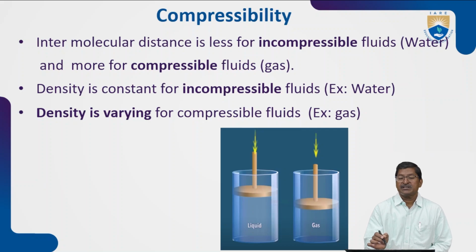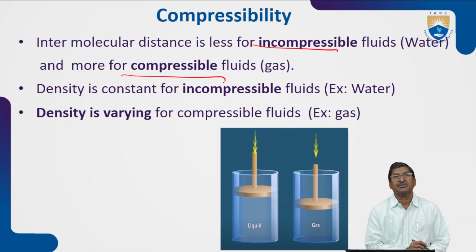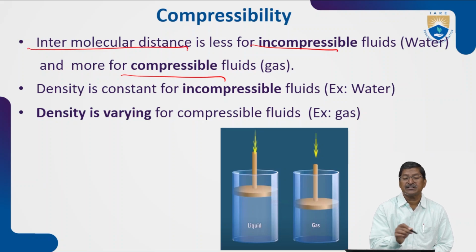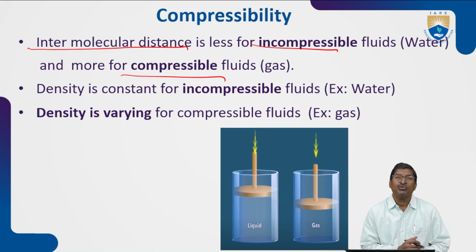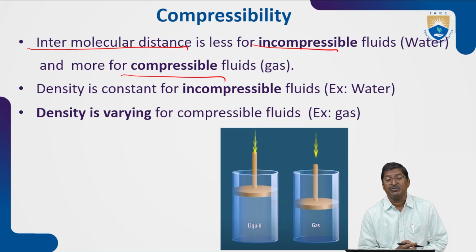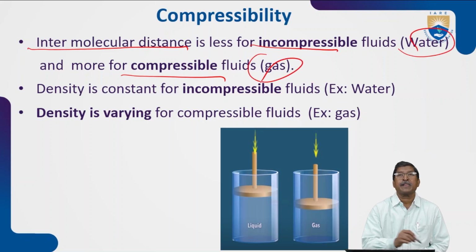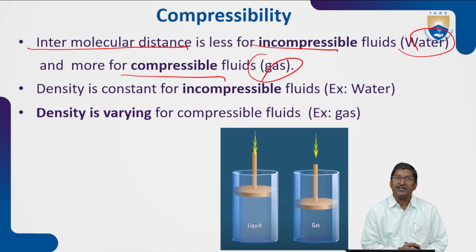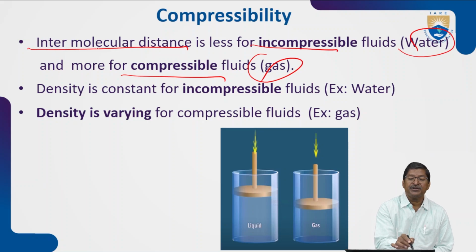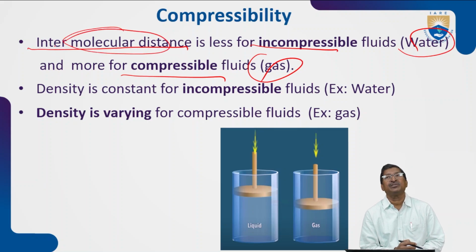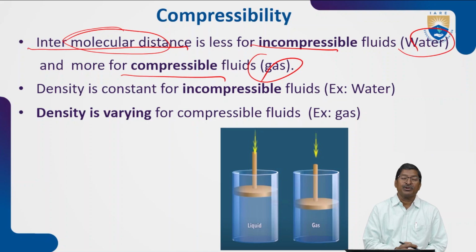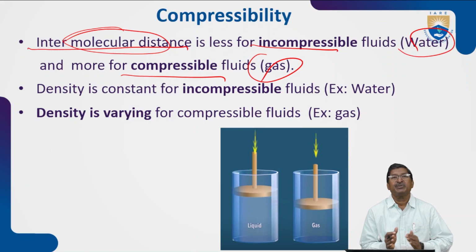Then here you can see incompressible fluids and compressible fluids. What does it mean here? Intermolecular distance. Why do gases have more change in volume, and why do liquids not have that much change in volume? For example, you take water and gas. Water we can call an incompressible fluid because it will not get any change in volume as you apply the load on it. You can see the intermolecular distance: the distance between the molecules in a liquid like water is less, so it cannot be compressed.